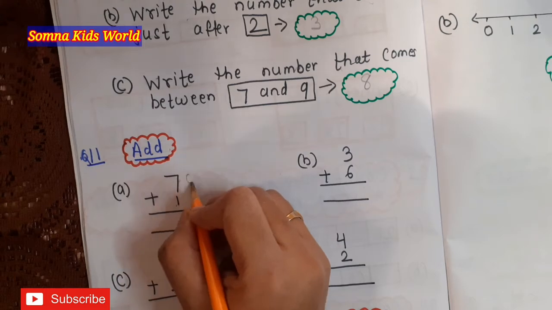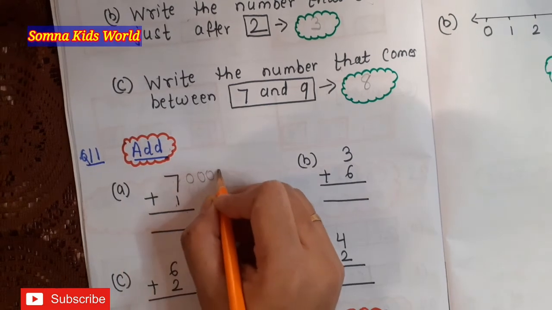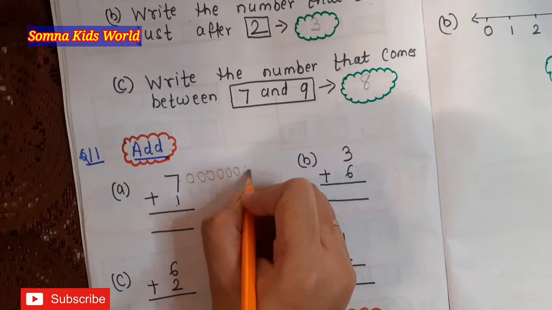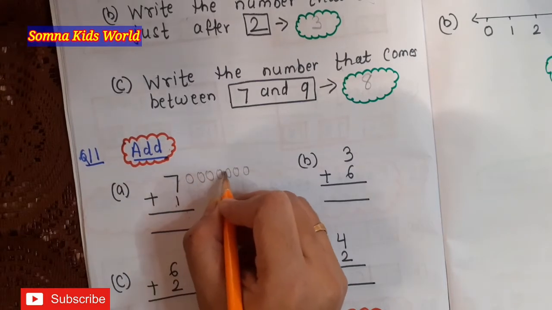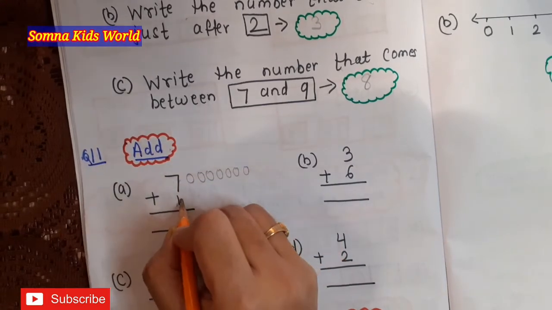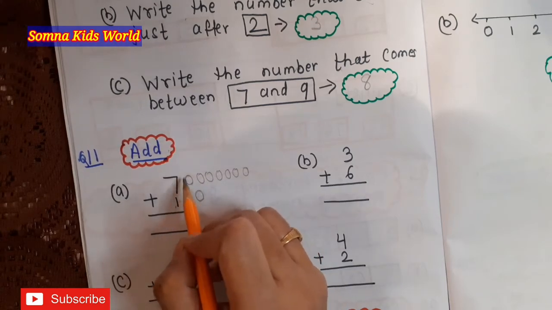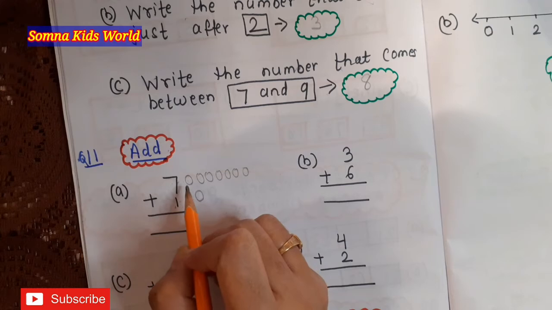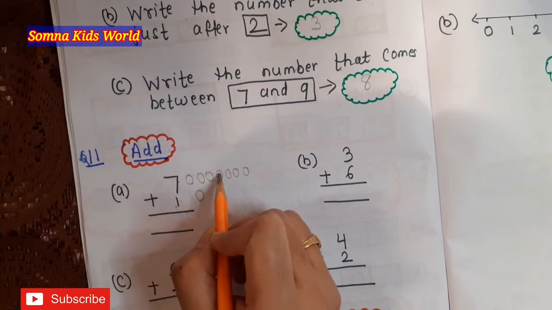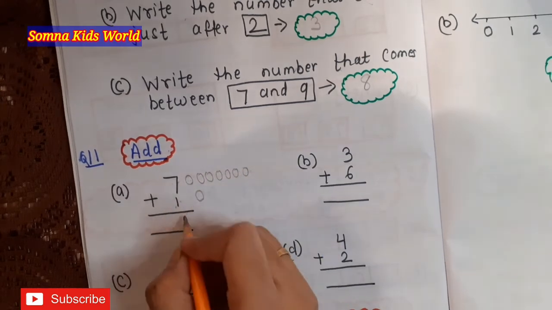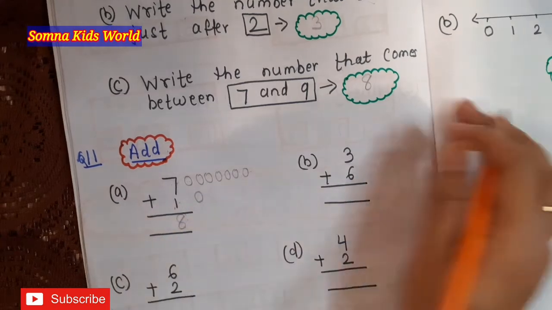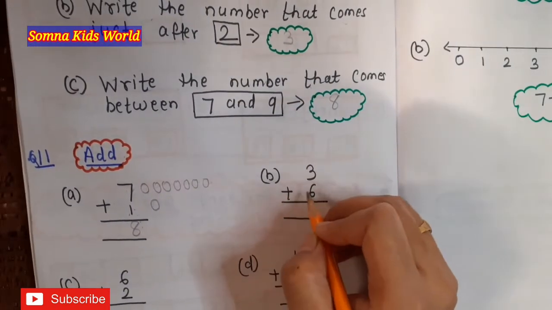So first they have to make 7 balls here, like this: 1, 2, 3, 4, 5, 6, 7, and here plus 1 means 1 ball. Then after that they have to count total how many balls are there. 1, 2, 3, 4, 5, 6, 7, 8. So total 8.